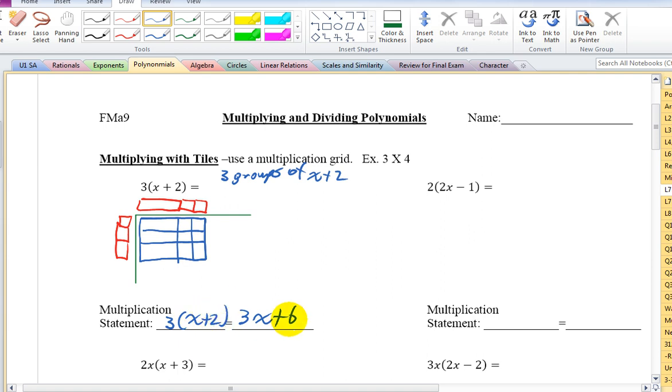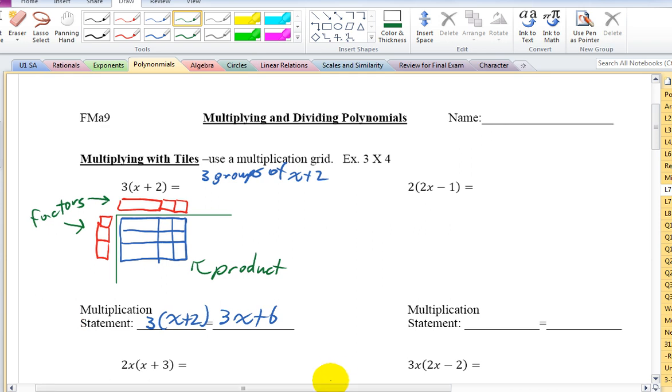Those brackets are super important. Okay. Now let's label it. This is our factors. These are our factors, proper English. Okay. And on the inside, this is our product. So we have factors, product. We could have switched the 3 and the x plus 2. It didn't really matter which way we put it. Any questions?